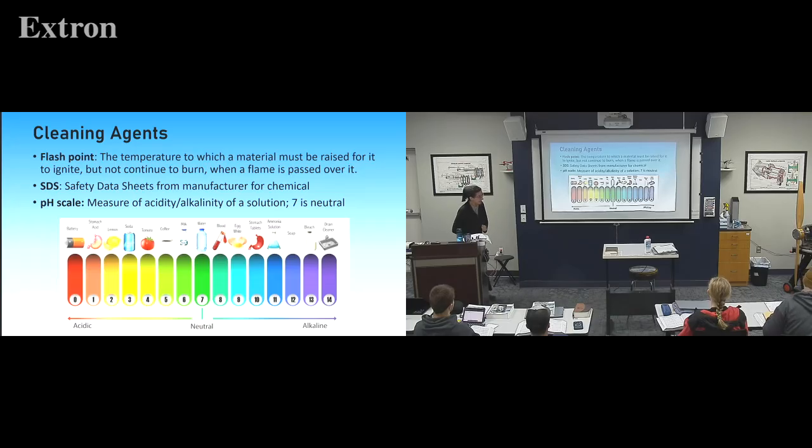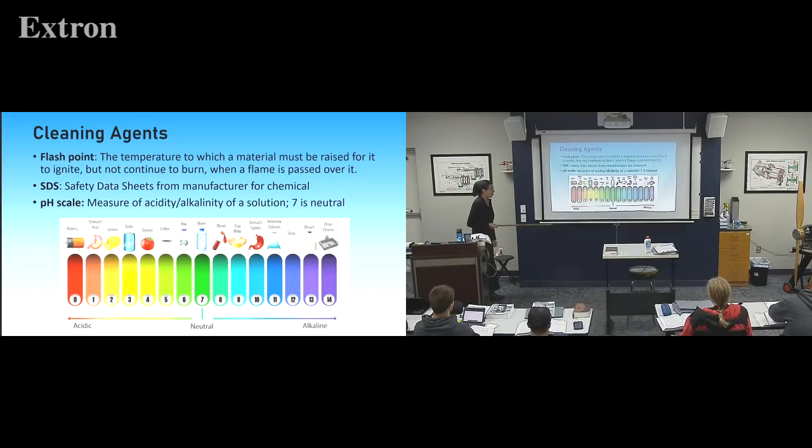So the safety data sheet, in 2012 I believe, changed from material safety data sheet, MSDS, to just safety data sheets. They dropped the word material because that doesn't really apply. So SDS, safety data sheets, is what we have today. That is from the manufacturer of the chemical. We'll look at what those contain.